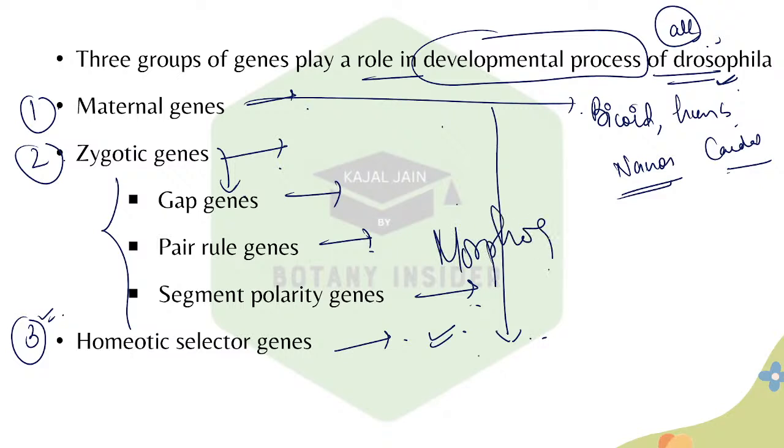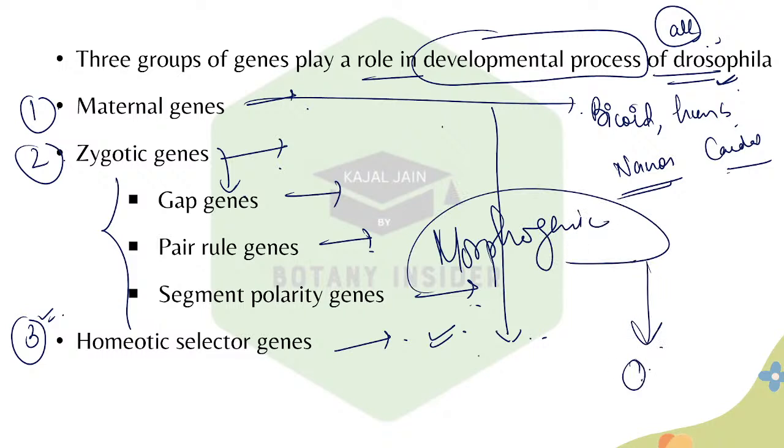All of this works on the basis of the morphogenic gradient. What is a morphogenic gradient? These are chemical compounds that work based upon their concentration gradient. If the concentration is higher, they perform more role. If the concentration is lower, they perform lesser role.